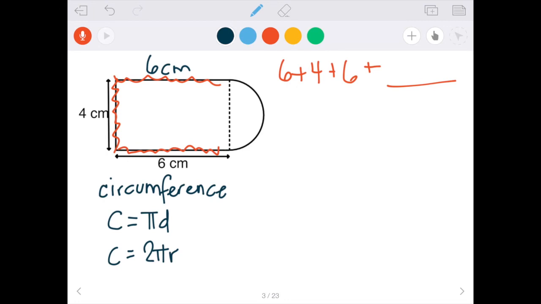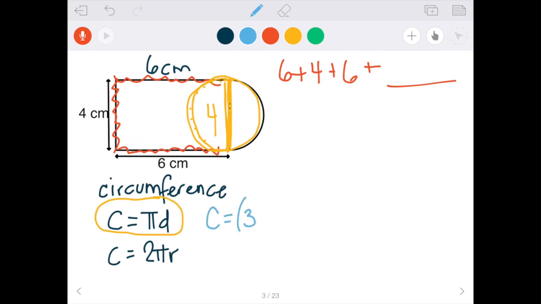So what I always do is look at the picture and see what they give me. I know that this distance is 4. I also know that if I drew the rest of the circle in, if I could see the whole circle, this would be the distance all the way across the circle. That is the diameter. So I should use this formula right here.